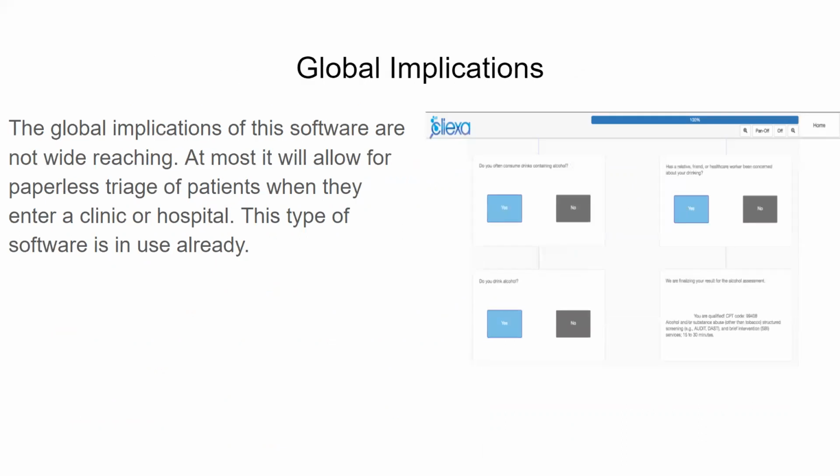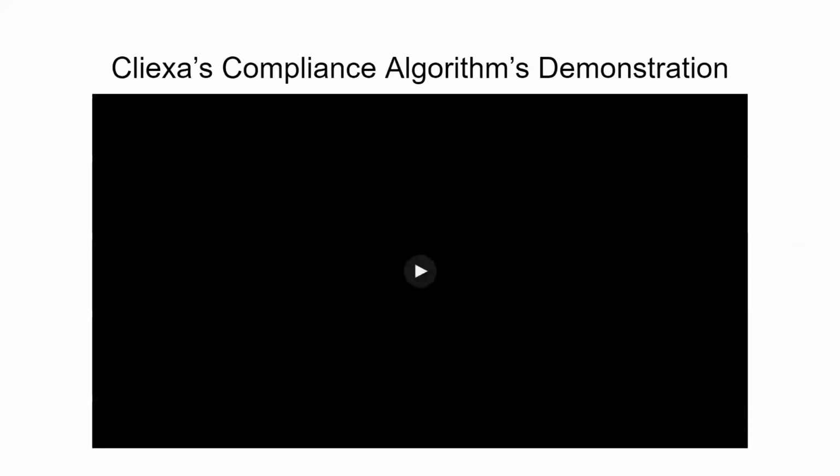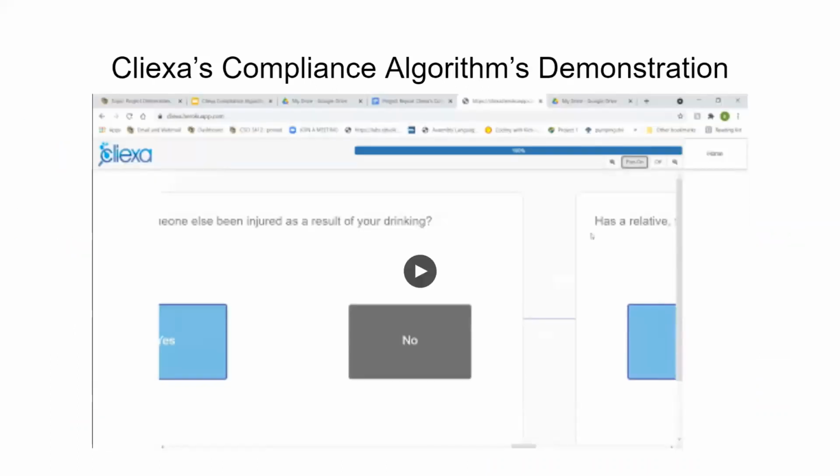Finally, the global implications of this product aren't very wide-reaching. Most of it will allow for paperless triage of patients when they go to clinics or hospitals. I've personally experienced this type of software before when I went to the doctor in the UC Health app. That will be all. Here's a demonstration of our app, and that'll be all for our presentation. Thank you.